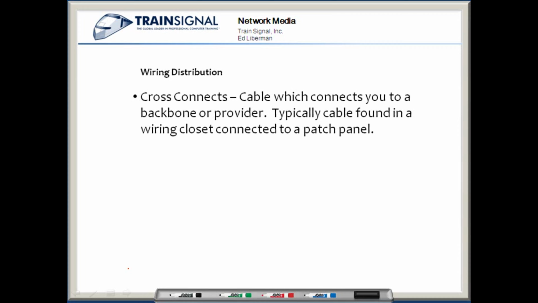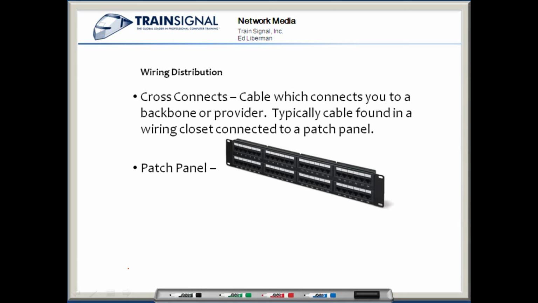Typically, your cross connects are these patch cables that you find in a wiring closet connected to a patch panel. Well, what the heck is a wiring closet and a patch panel? Well, a wiring closet is just that. It's a box that holds a bunch of cabling and paneling. A patch panel, the best way to describe it is to give you a picture. This is what a patch panel looks like. And you'll notice that on the front we have a bunch of ports right here and right here where we can plug in cables.